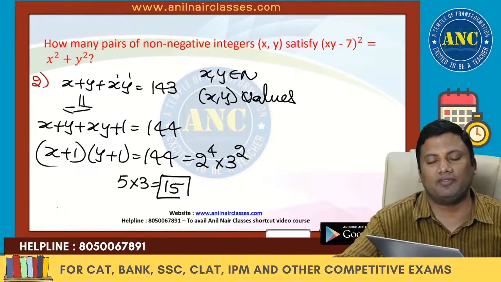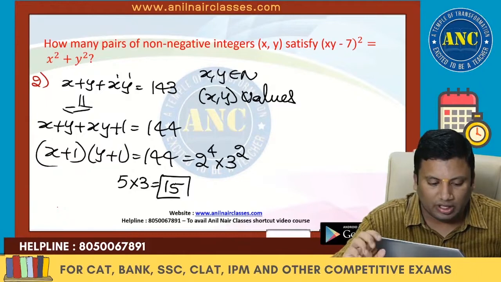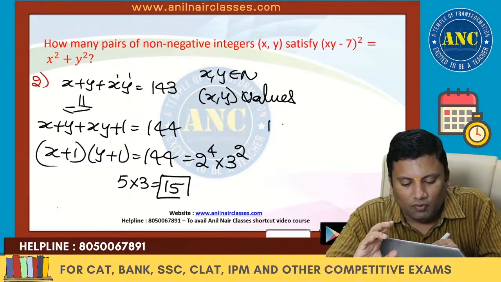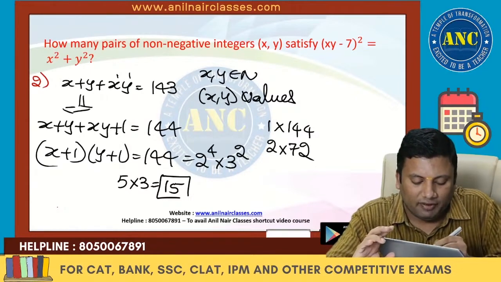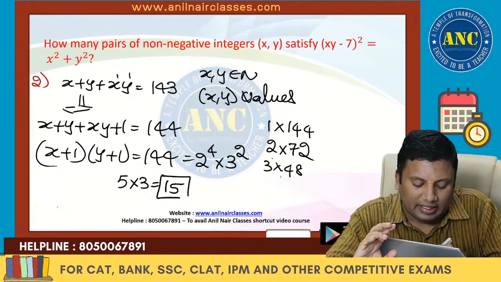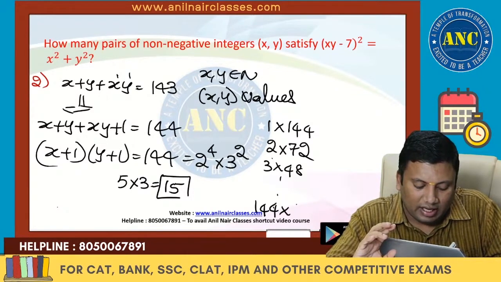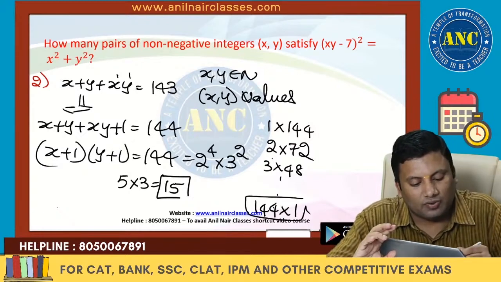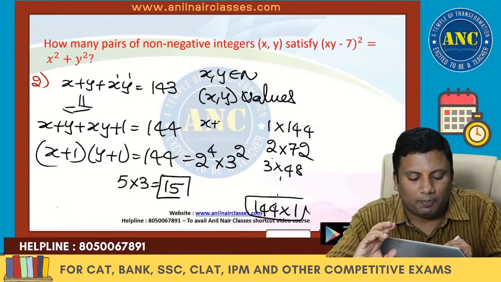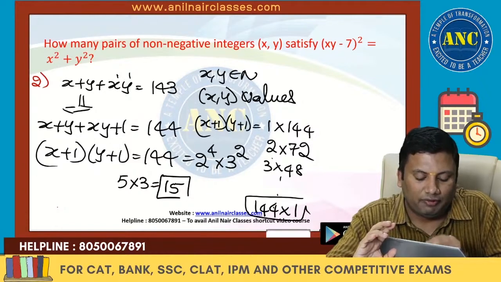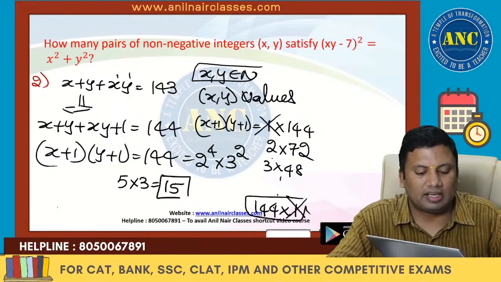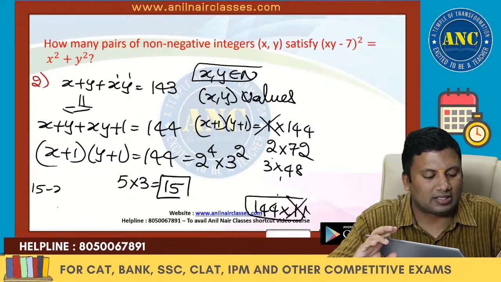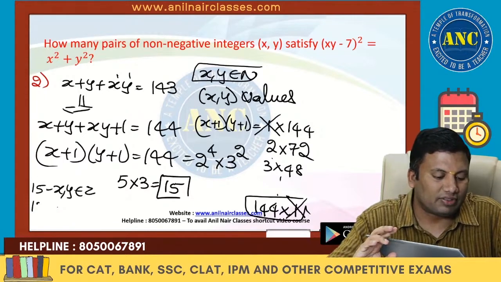15 values x and y will take, right? Out of these 15 values, see here: 1 into 144, 2 into 72, 3 into 48, and so on. Are there any cases where x and y are zero also? We will eliminate it. X plus 1 into y plus 1 is 1 into 144. If x and y are natural numbers, x cannot take 0, y cannot take 0. That means 15 will be the answer if x and y are integers, and 13 will be the answer if x and y are natural numbers.